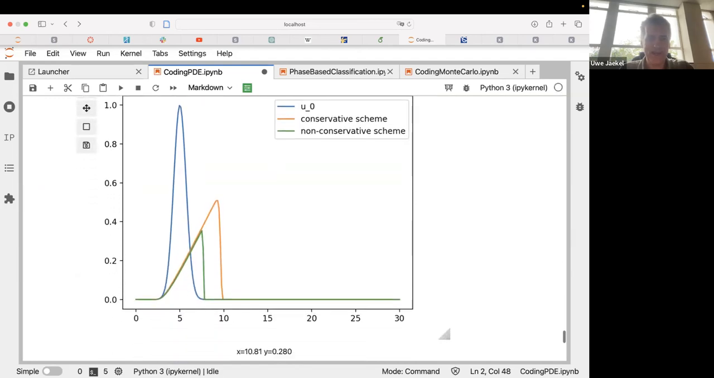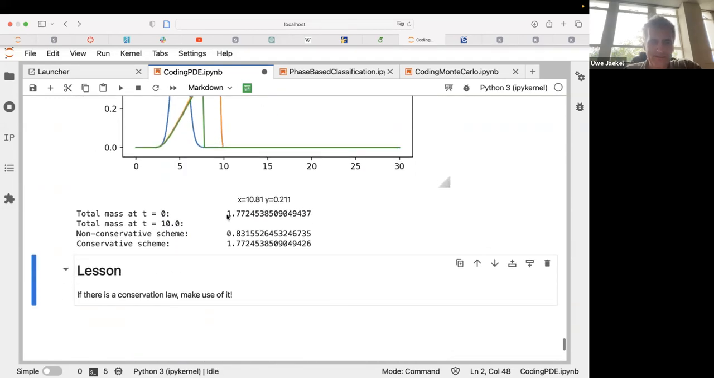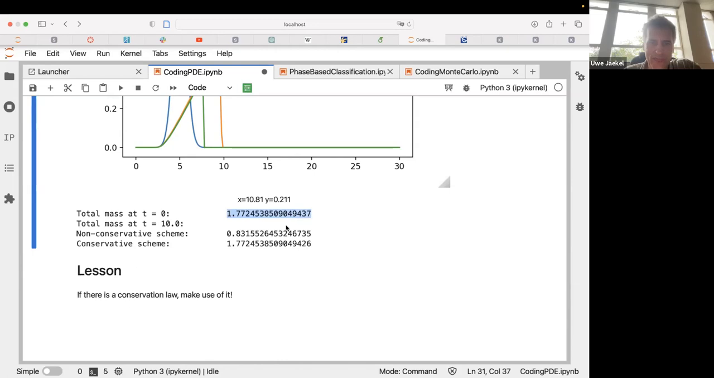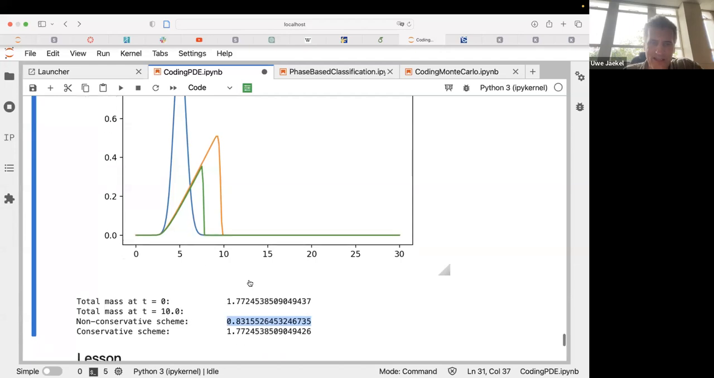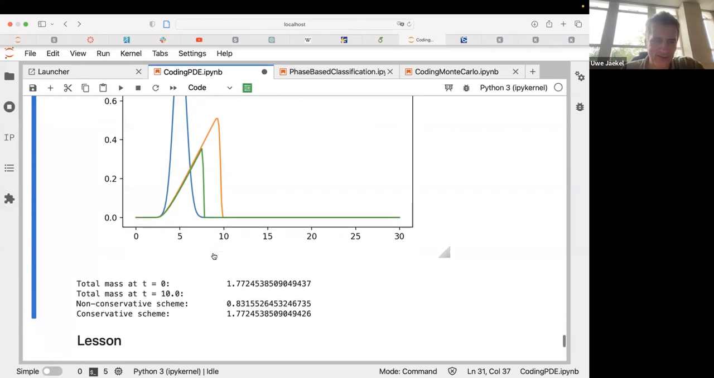Yeah, we do that, and we see that the total mass at time t was 1.772 and so on, and as we can see with the naked eye, this integral will certainly be smaller than the blue one. We have lost more than half of the mass following the non-conservative scheme. The reason is this factor 0. Everything coming from the left will be eaten up in a way. It's lost because it's multiplied with this almost exact 0.